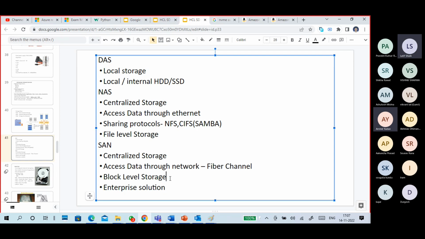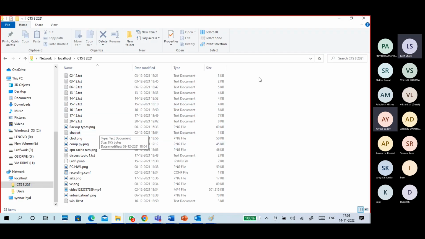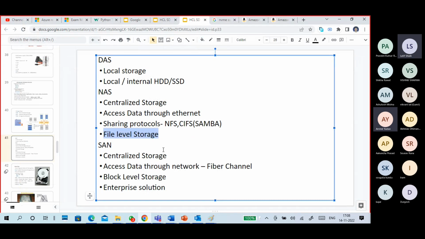Block level storage. They use fiber channel because in enterprises there is a lot of data transmission. NAS and SAN are both centralized storages. NAS is accessed through normal Ethernet, with sharing protocols only, NFS and CIFS. It is a file level storage. Directly you can access files, called file level storage.